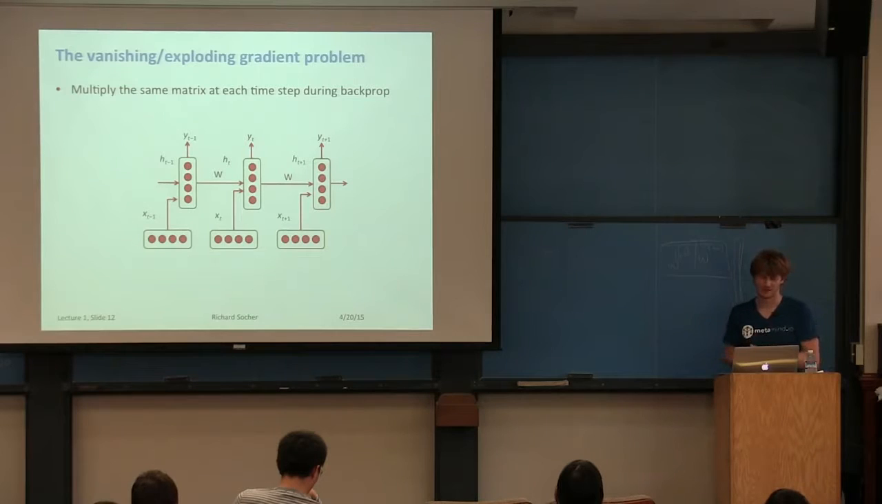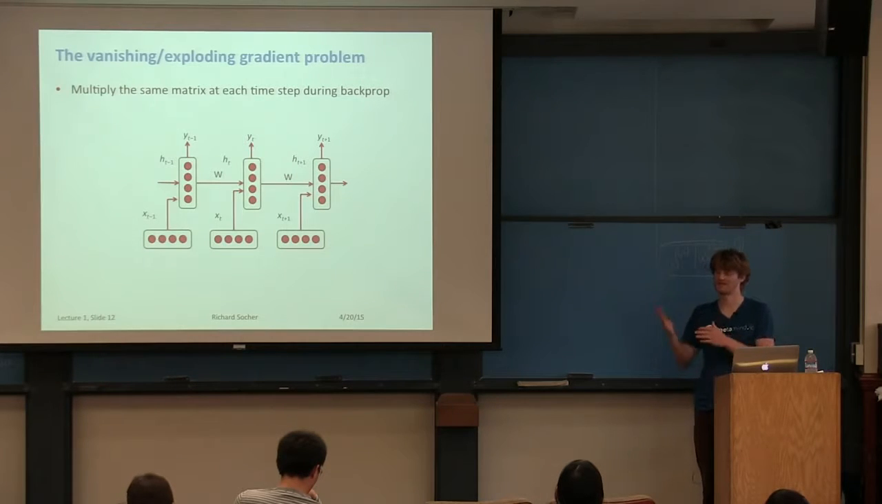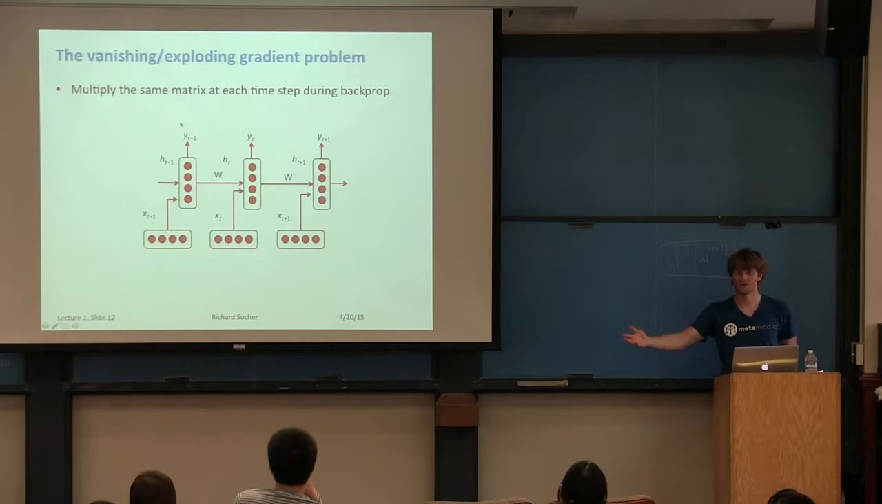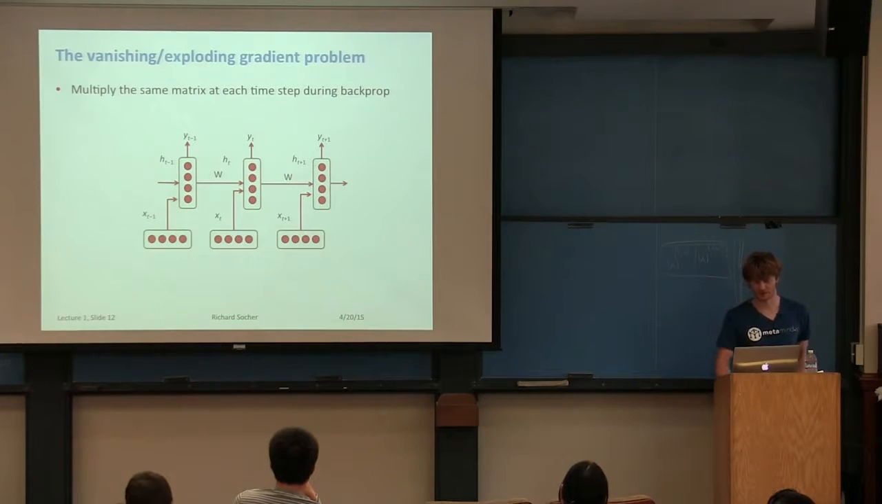So these are 2 different kinds of problems that may arise from having the same W here at every time step. Basically, because we multiply the same matrix at each time step during forward propagation, we'll have to do the same thing during backwards propagation.